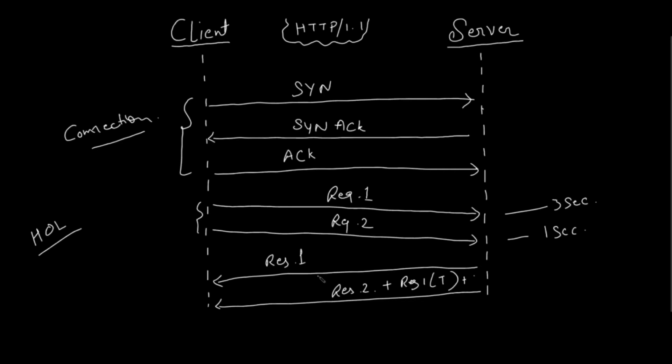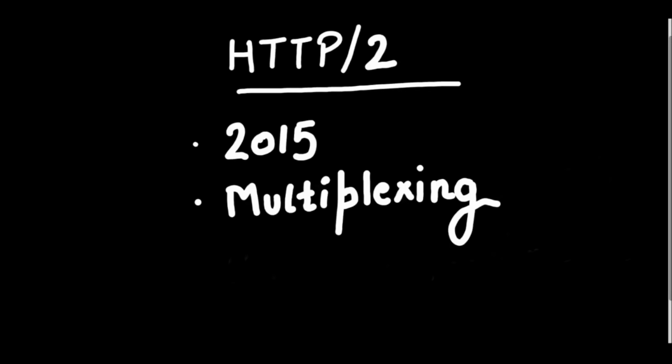Now let's see how HTTP 2 resolved this issue. HTTP 2 was introduced in 2015, and it was mainly about solving head of line blocking. So it introduced a new concept, which is multiplexing, which allows the client to send multiple requests and receive multiple responses from the server over the same connection, and that connection is now known as streams.